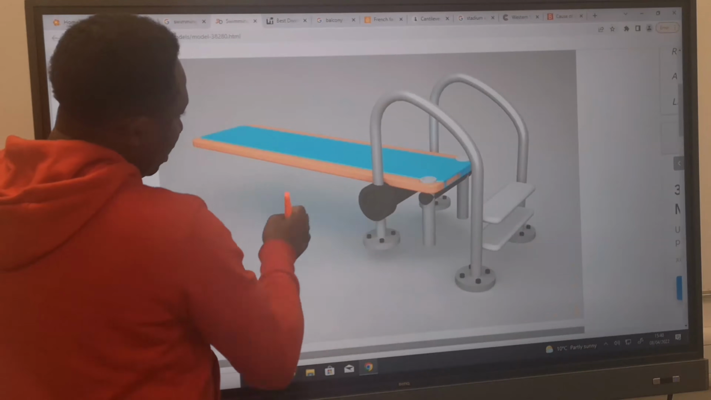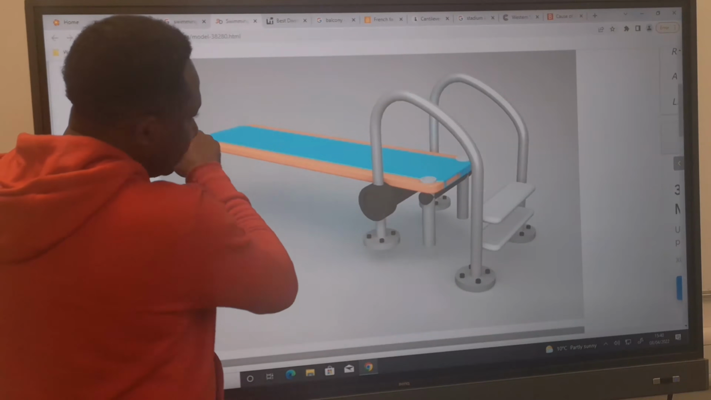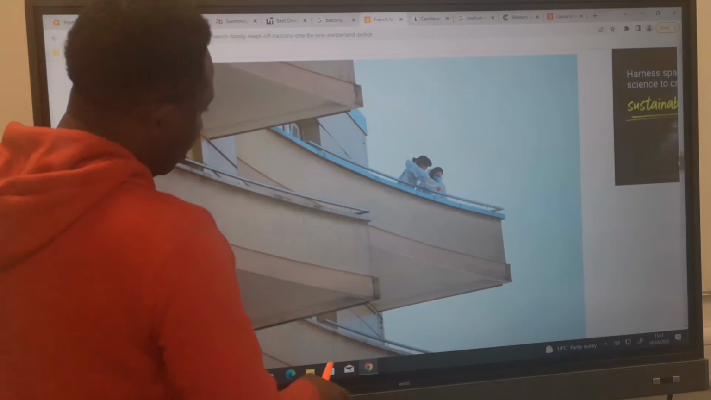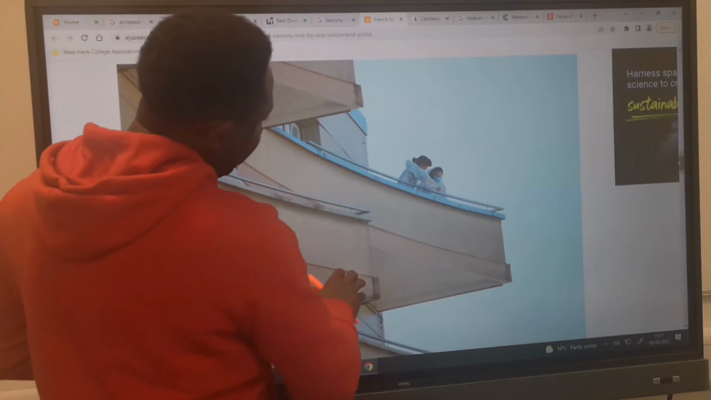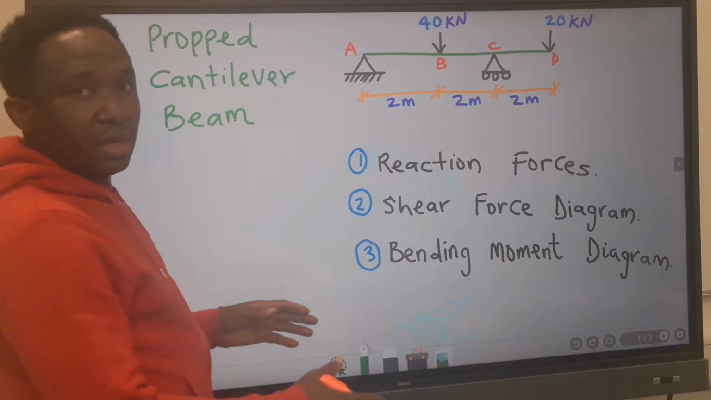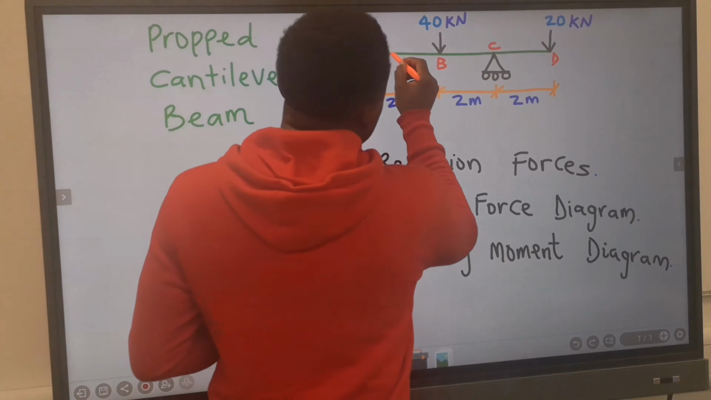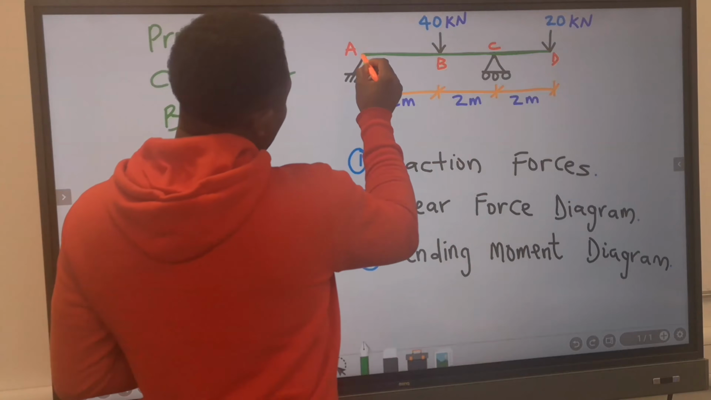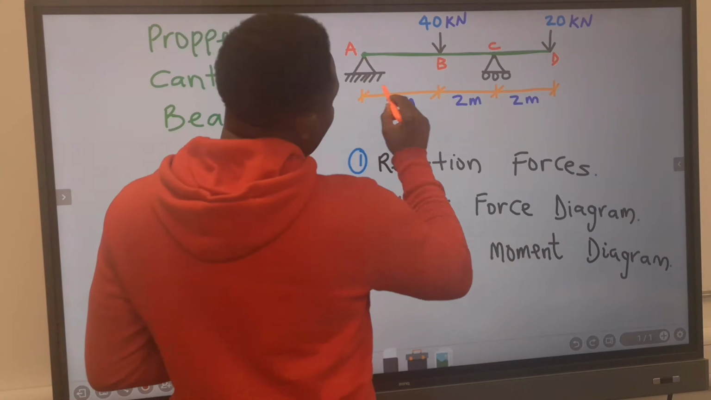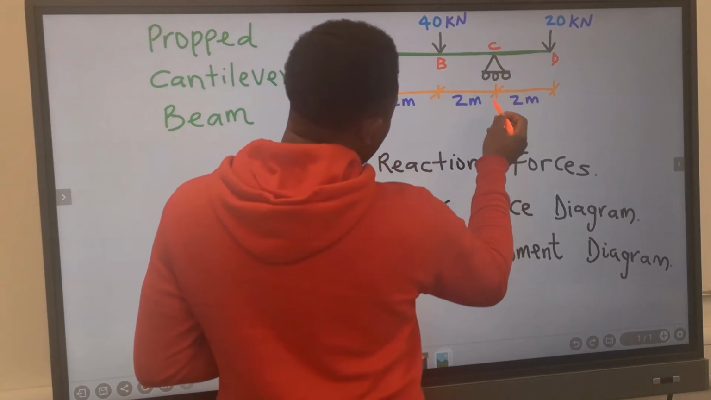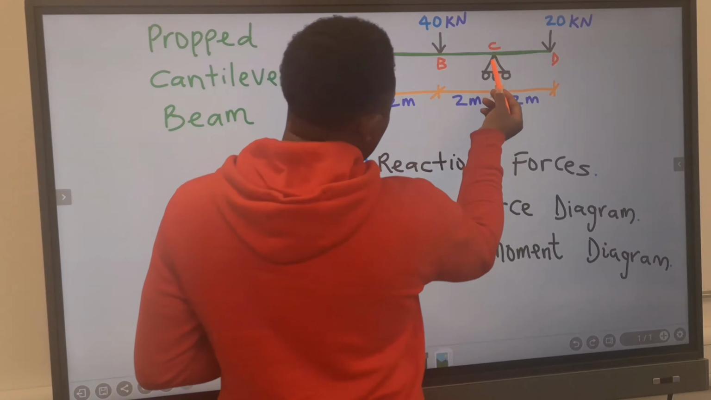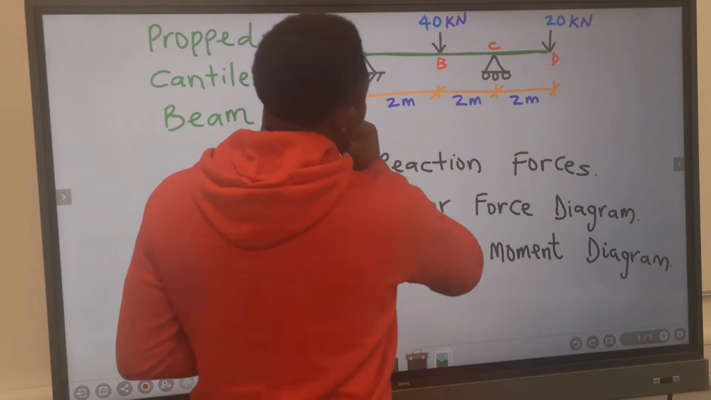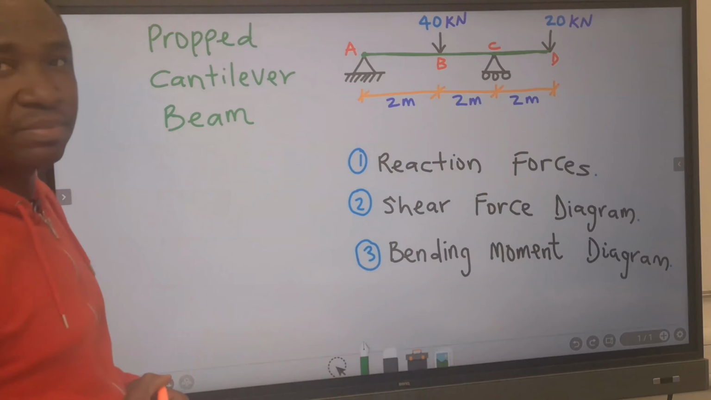This beam is not propped. This is a cantilever. In building structures, some cantilevers are not supported. In this question, this beam is a cantilever, considering it from here. However, along the span of 4 meters, it is supported. Hence, this is a propped cantilever beam.